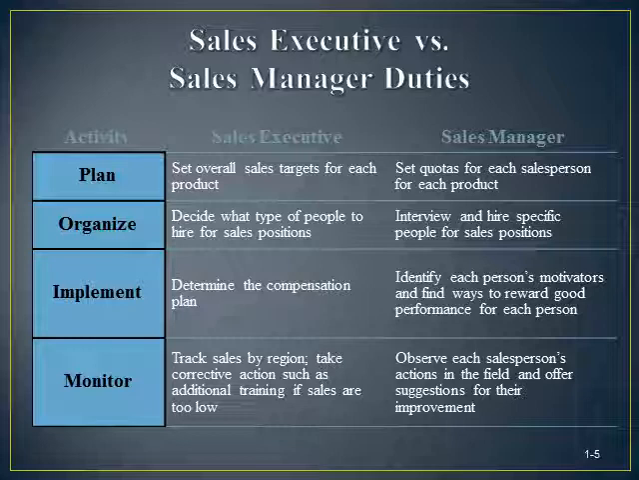And in organizing, the sales executive decides what type of people to hire for sales positions, whereas the sales manager interviews and hires specific people for sales positions, specifically those who may easily accomplish the company's sales target. And in implementation, the sales executive determines the compensation plan, whereas the sales manager identifies each person's motivators, and he may find different ways to reward good performance for each person.